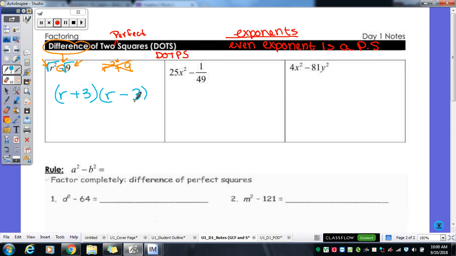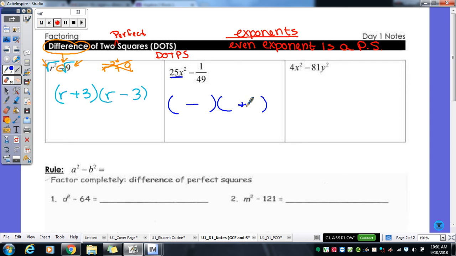All right, let's look at the next one. 25x squared. Is the 25 a perfect square? Yep. Is x squared perfect? Yes, because it's even. So we got a perfect square here. How about the fraction? Is 1 a perfect square? Yeah, 1 times 1 is how we get 1. It's a perfect square. Is 49 perfect? Yep. So since the top's a perfect square and the bottom's a perfect square, the whole fraction is a perfect square. So we'll set up our parentheses.